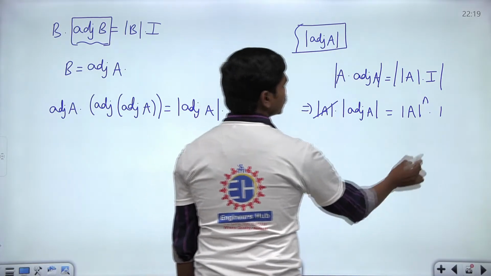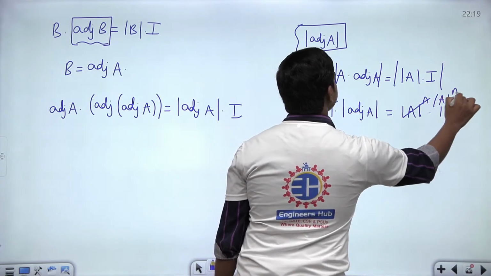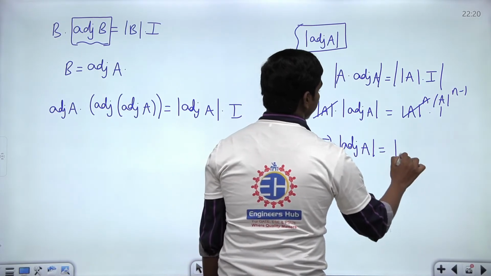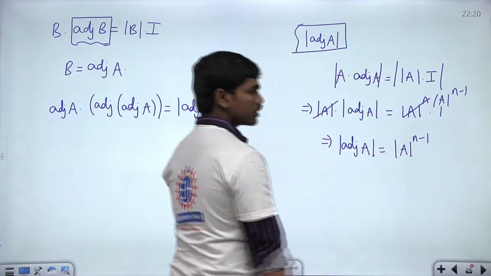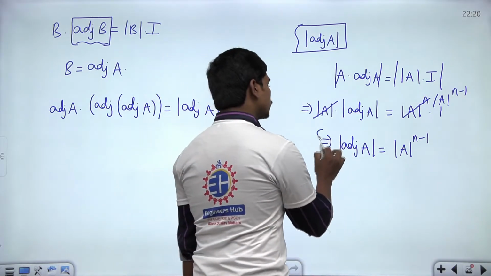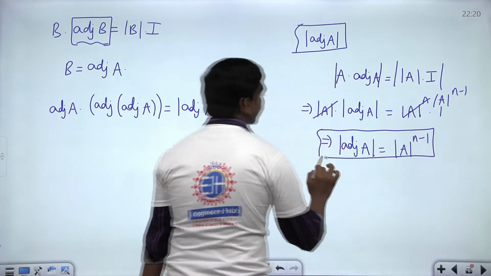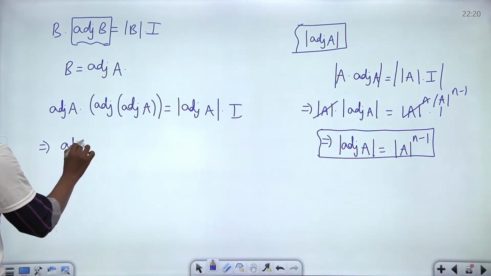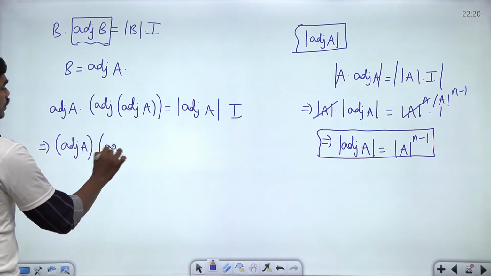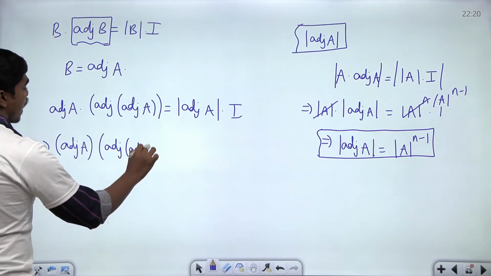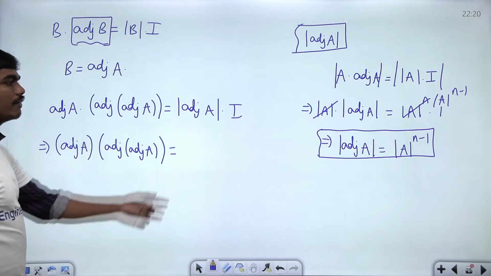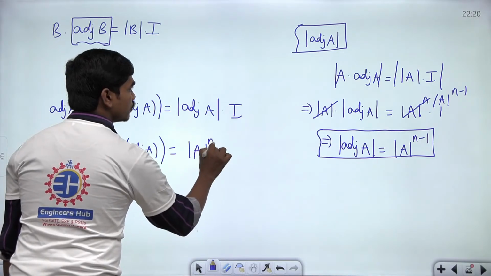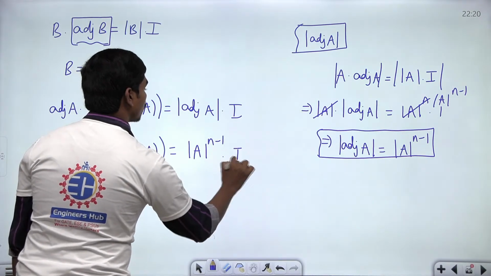So this det A, if it is non-zero, then we can write det A whole power n minus 1. This implies determinant of adjoint A is equal to det A whole power n minus 1. So determinant of adjoint A is always det A whole power n minus 1. Next, see here, we have adjoint A into adjoint of adjoint A is equal to, now determinant of adjoint A is nothing but det A whole power n minus 1 into I. This is what you have, correct?